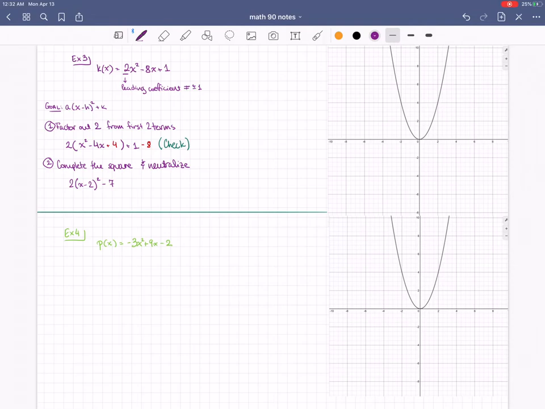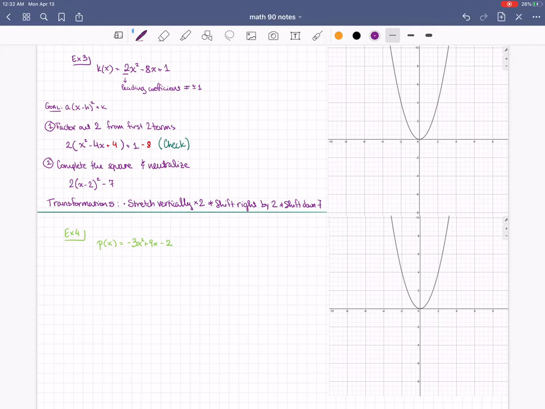Now, think transformationally. I always say, when we're talking about the vertex, think transformations. So we have a stretch vertically by a factor of 2. That doesn't really do anything to the vertex. It just makes the parabola narrower. It makes it taller. Then we have a shift to the right by 2 units. And then we have a shift down by 7. And the shifts actually do impact our vertex.